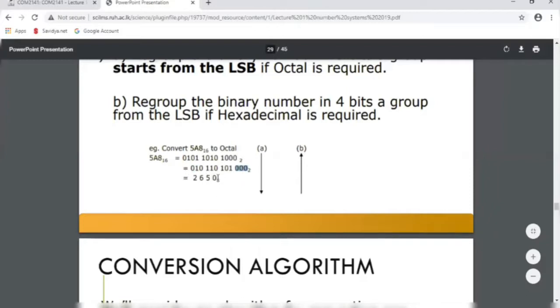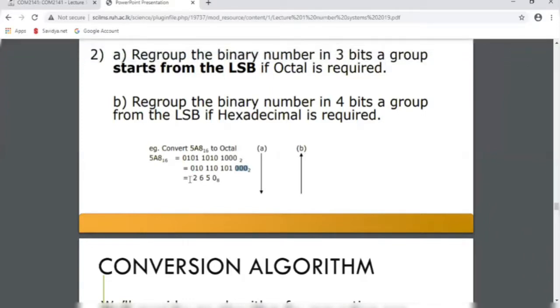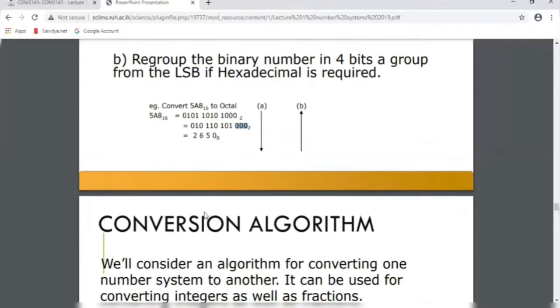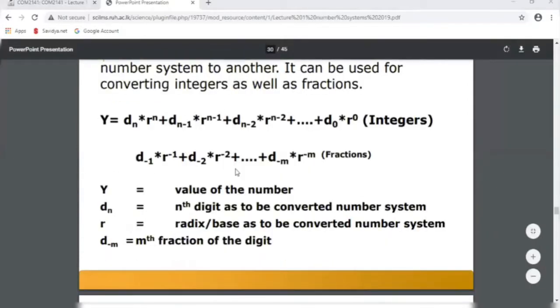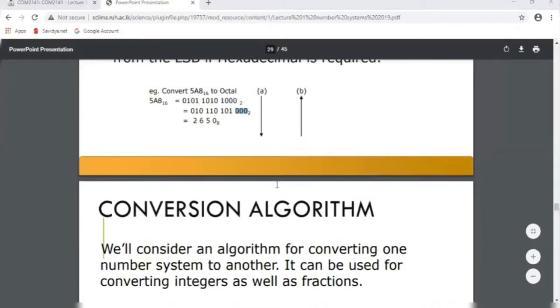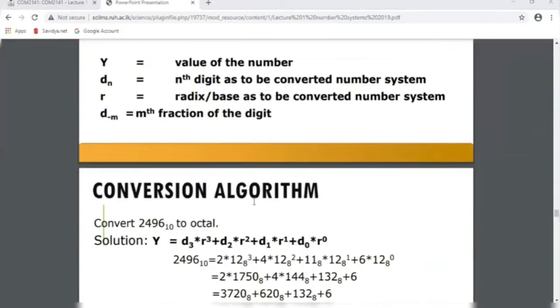So the numbers would match with the numbering system's digits. And there's a conversion algorithm, if you want to use it. It also can be used to convert these numbers.